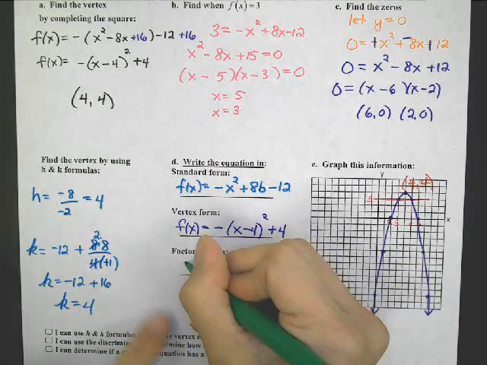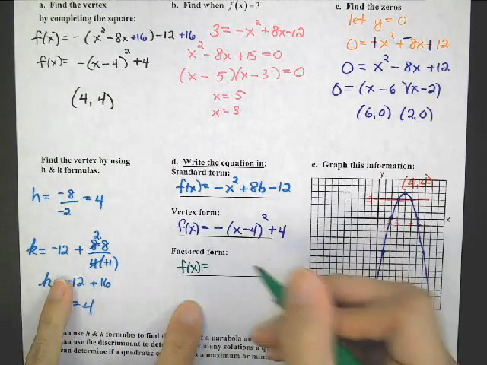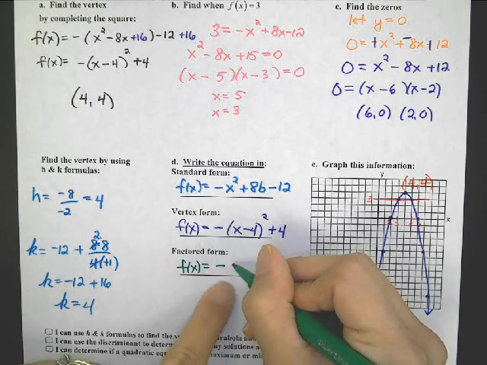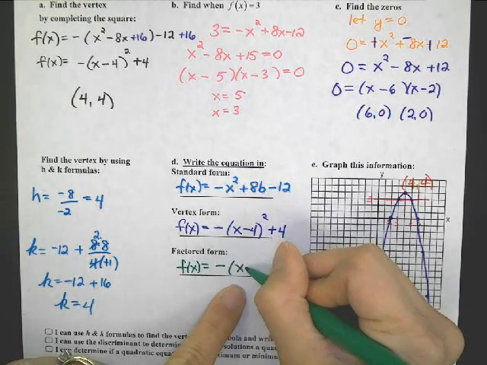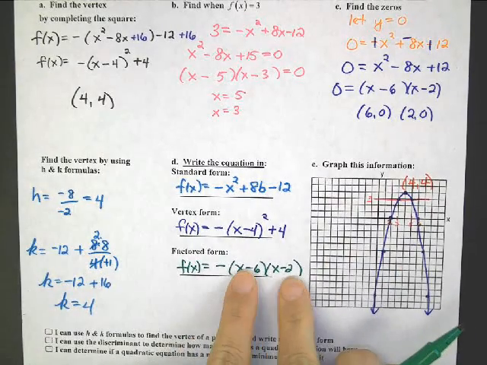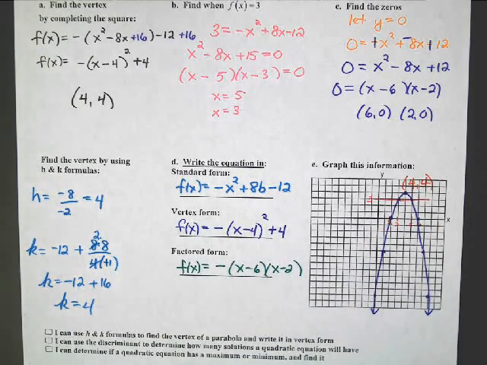How about factored form? f of x equals, take a look at the original equation. The negative would be pulled out, and then we actually had it factored right there, x minus 6 and x minus 2. And those values right there should be the x-intercepts.